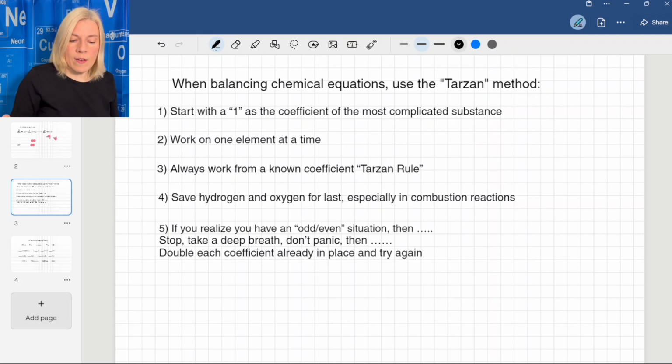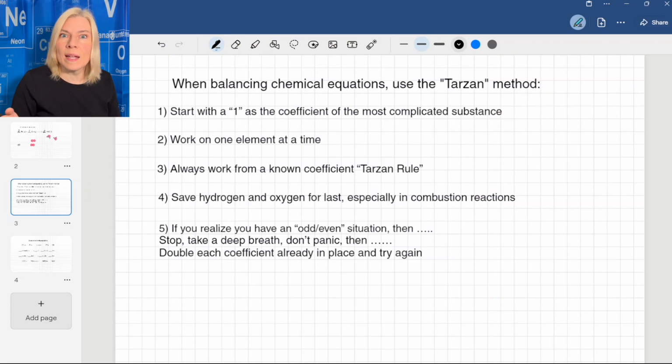You're going to save hydrogen and oxygen for last, especially in combustion reactions. Why? Because they are usually found all over in your compounds. So leave them for last. The last step: if you realize you have an odd-even situation, you don't panic. You take a deep breath, and then you double the coefficients that you have. And then you try again. Chances are it will work out this time.